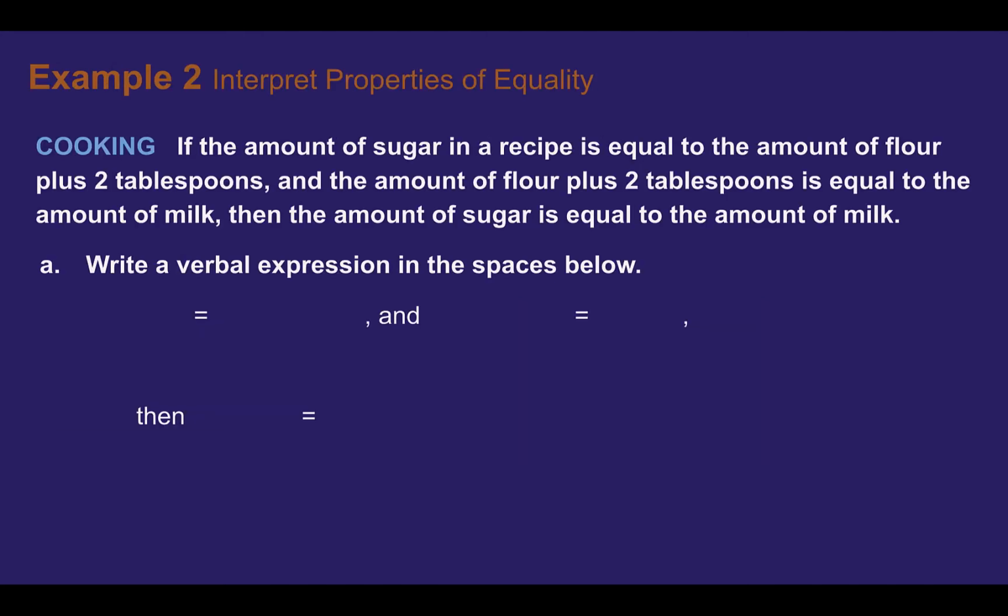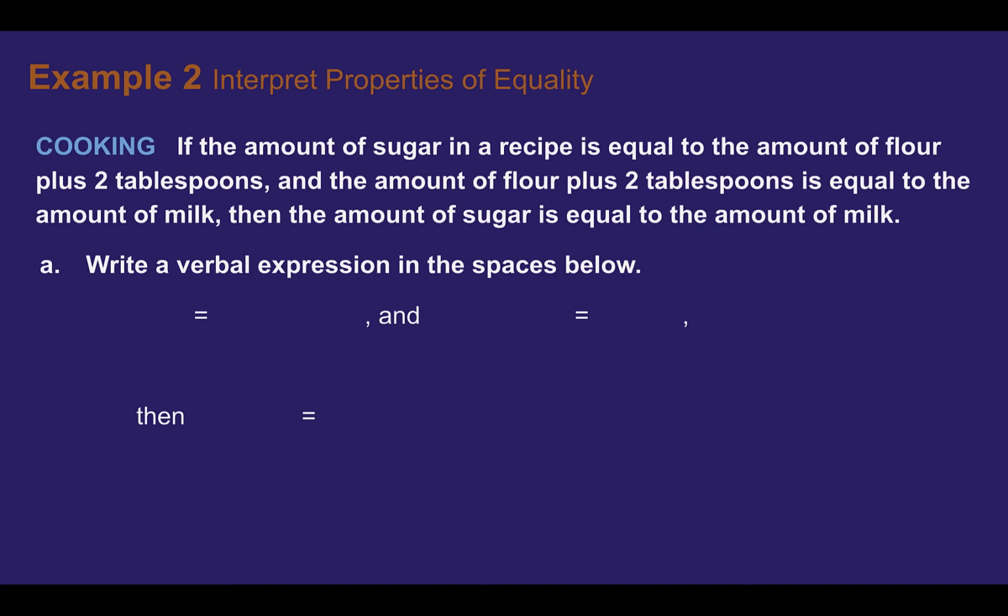Example 2. Interpret properties of equality. Our real context here is cooking. If the amount of sugar in a recipe is equal to the amount of flour plus 2 tablespoons, and the amount of flour plus 2 tablespoons is equal to the amount of milk, then the amount of sugar is equal to the amount of milk. Write a verbal expression in the spaces below.